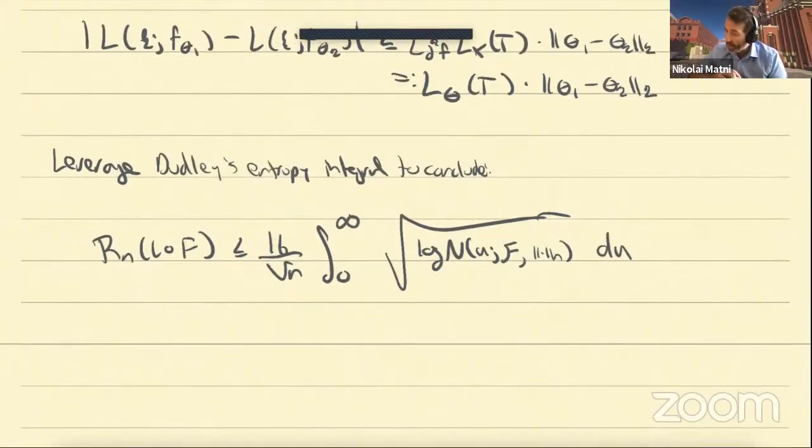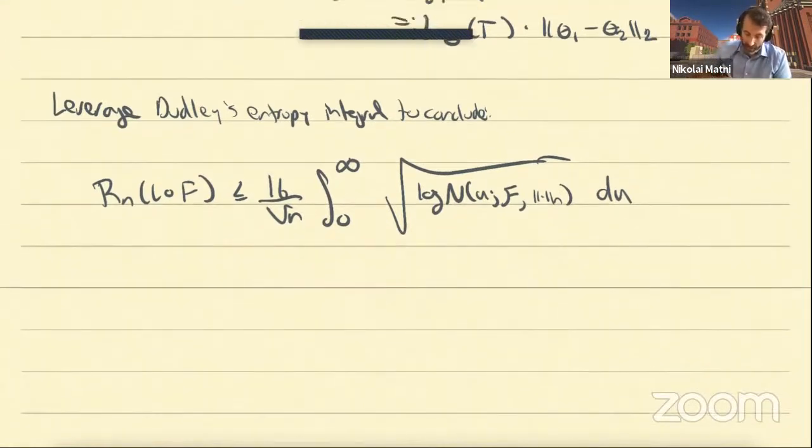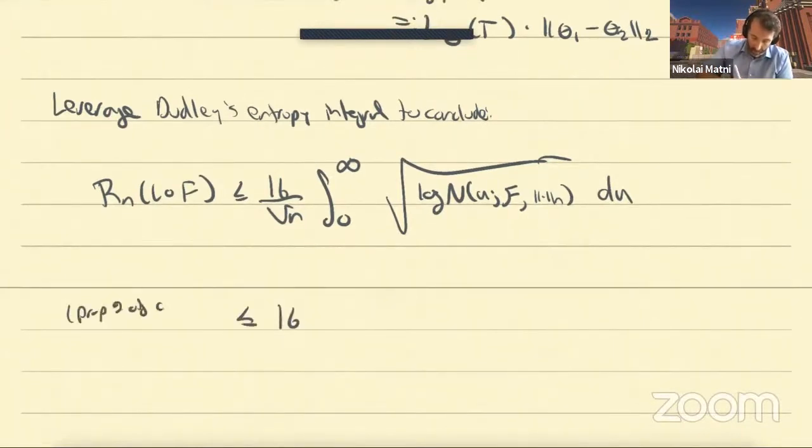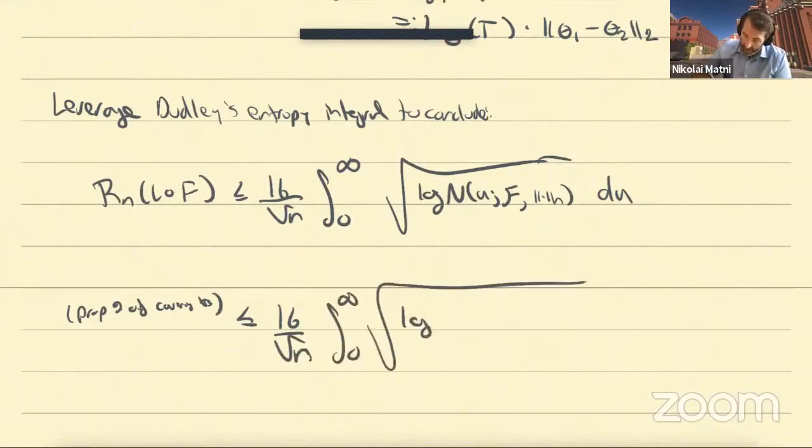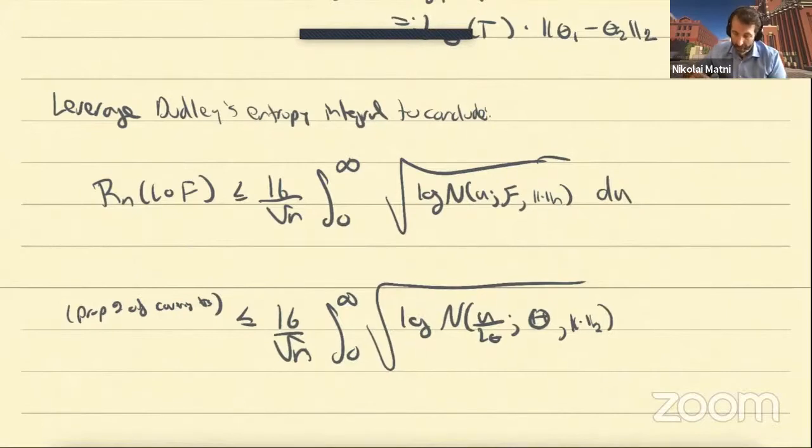So what we're going to apply next is property 2, which is that we have this Lipschitz map. By applying property 2 of our covering numbers, we have that this is less than or equal to 16 over square root n, integral from 0 to infinity, square root of log of the covering number of u over L theta, of this set theta in the Euclidean space, because we just showed that the mapping is Lipschitz. That should be an L sub F.